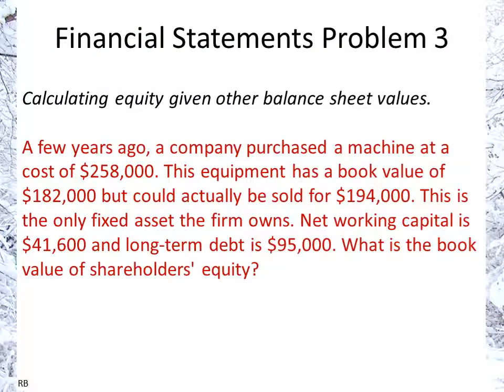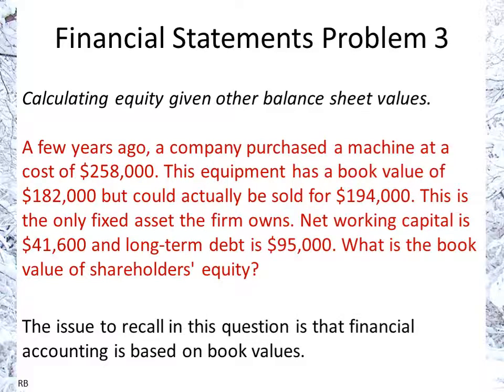So problem 3 of financial statements. A few years ago, a company purchased a machine at a cost of $258,000. This equipment has a book value of $182,000 but could actually be sold for $194,000. This is the only fixed asset the firm owns. Net working capital is $41,600 and long-term debt is $95,000. What is the book value of shareholders' equity?